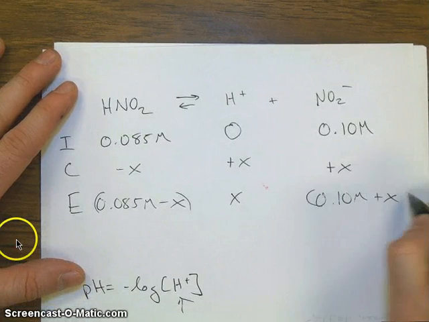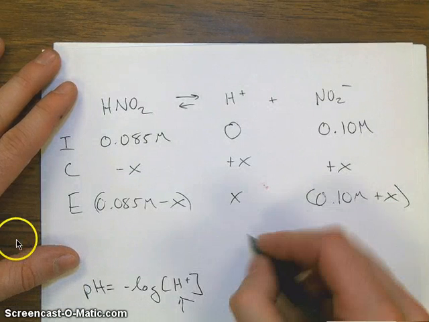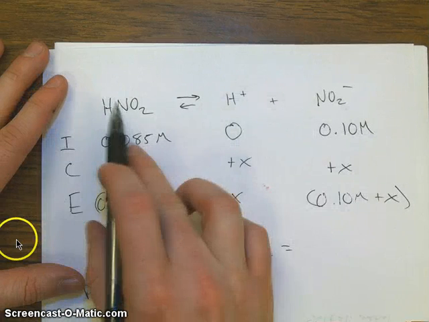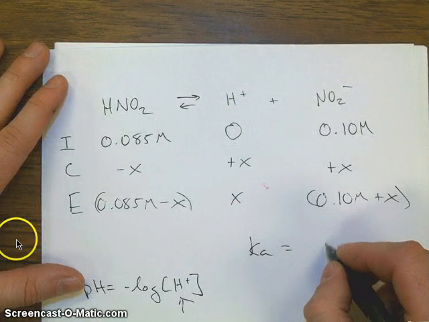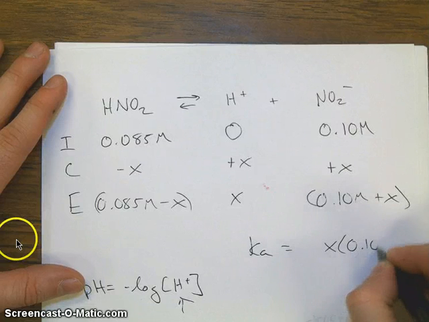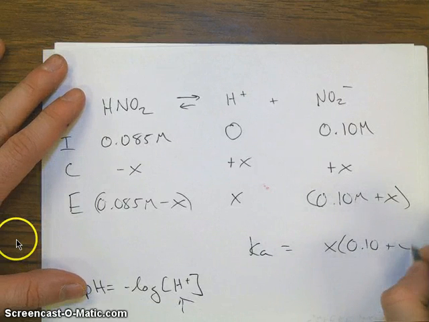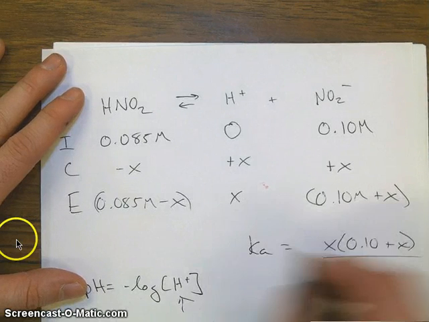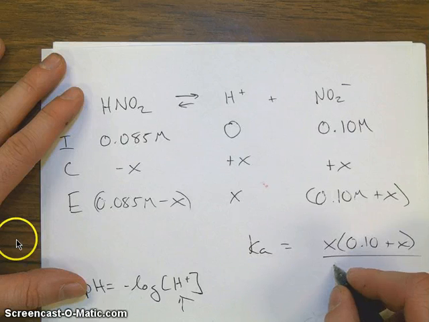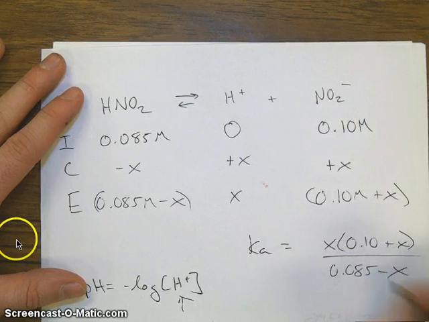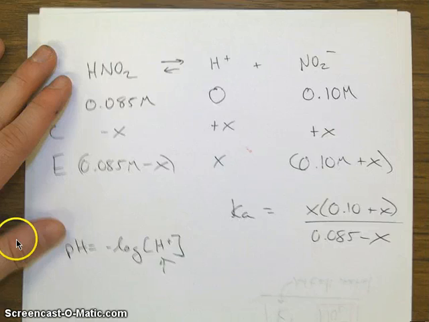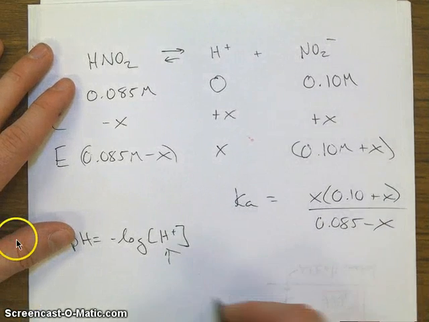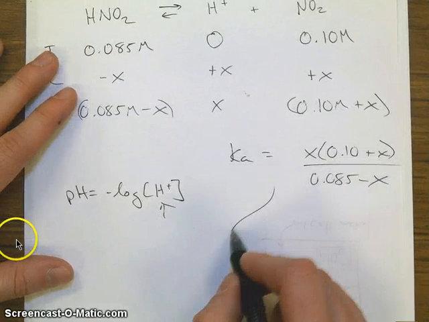Now, I'm going to be bad and not write my units for a little bit, and I'm going to write out the equilibrium expression. So Ka, of course, is my products over my reactants. So it's going to be x times 0.10 plus x. I know I didn't write the molarity there, but I'm doing this just to keep my math simple. And then over the reactant, which is 0.085 minus x. All right, there's something interesting I need to consider here.